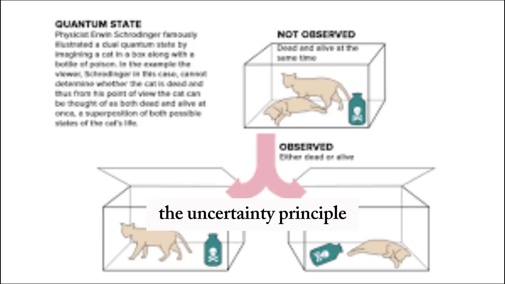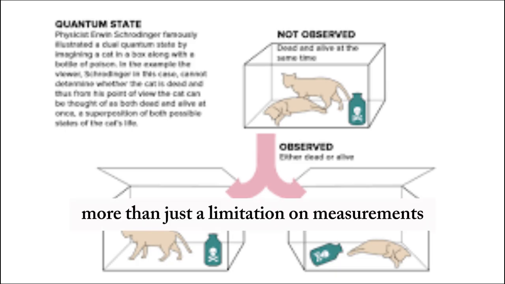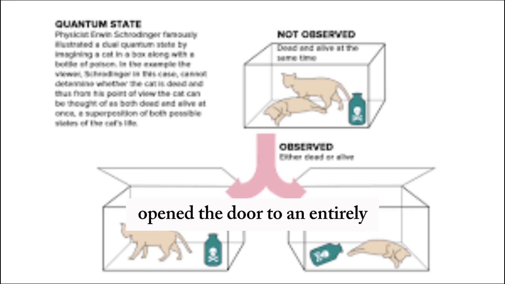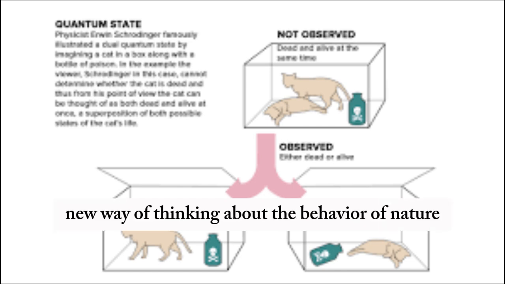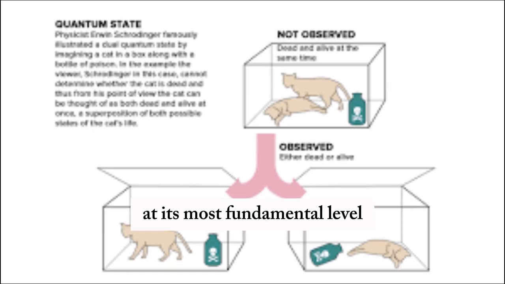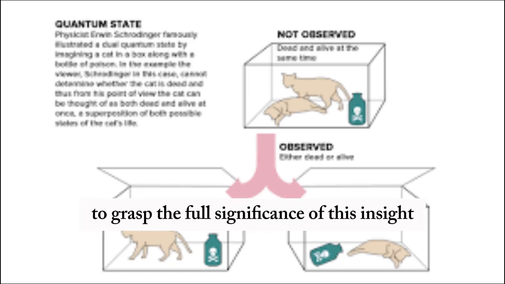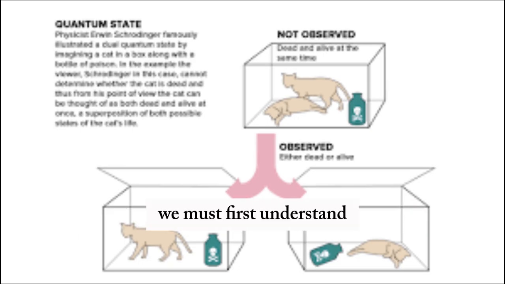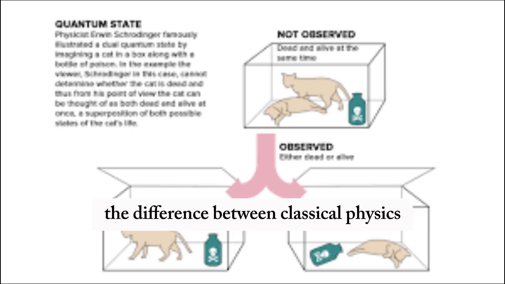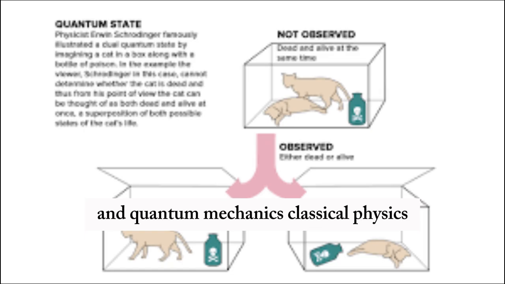The uncertainty principle, more than just a limitation on measurements, opened the door to an entirely new way of thinking about the behavior of nature at its most fundamental level. To grasp the full significance of this insight, we must first understand the difference between classical physics and quantum mechanics.